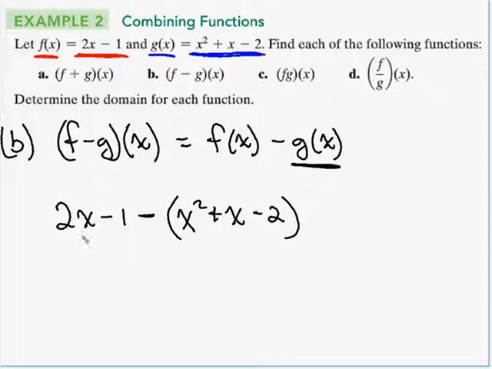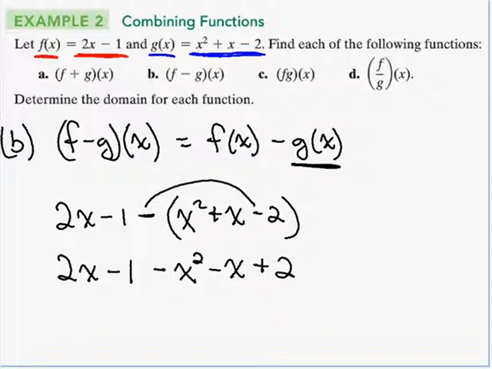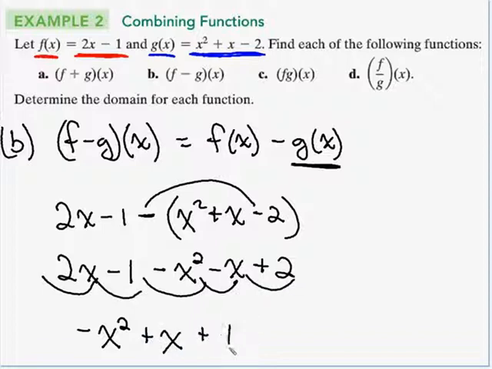So before we can simplify, we're going to have to distribute that negative. So we have our 2x minus 1, and now it's a minus x squared minus x plus 2. When we distribute the negative, negative becomes a positive. So let's combine all like terms. We'll put our negative x squared first, and then we have a 2x minus x, which will be plus 1x. And a negative 1 plus 2 takes us to plus 1. So that is f minus g of x. Again, don't forget to distribute the second function as a quantity.